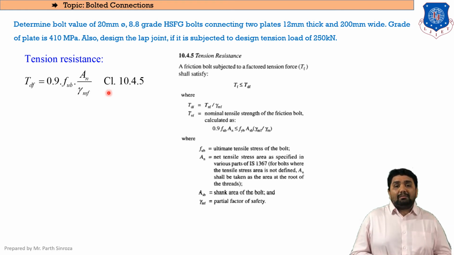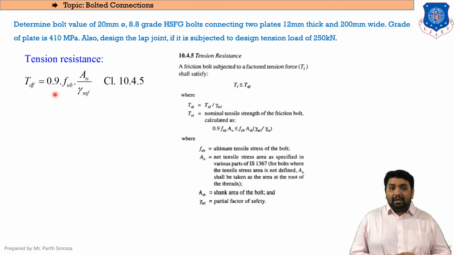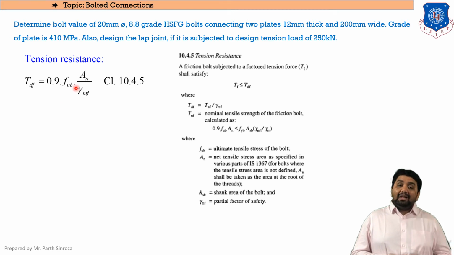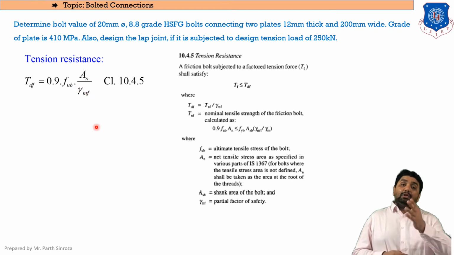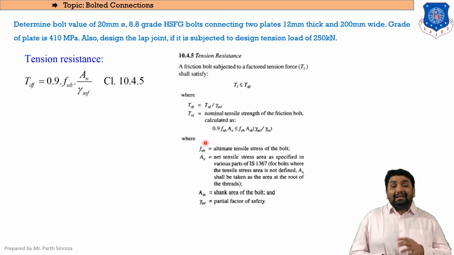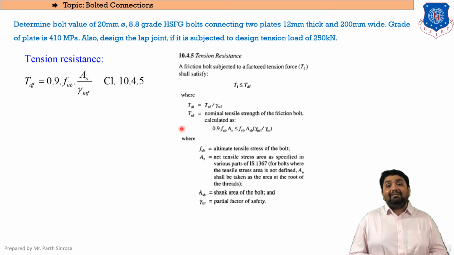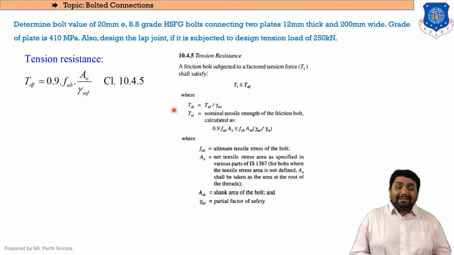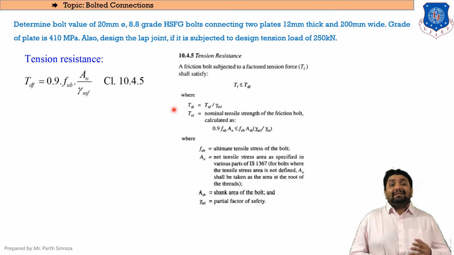As you can see from clause number 10.4.5, the equation for it is Tdf, and Tdf is equal to 0.9 fub An upon gamma mf. But in the code, if you see, there is some relation given between these equations, that 0.9 fub An upon gamma mb is less than some equation part that is being given. That is to be applied only when we are actually designing the connection. We are not designing the connection here, we are just finding the capacity.